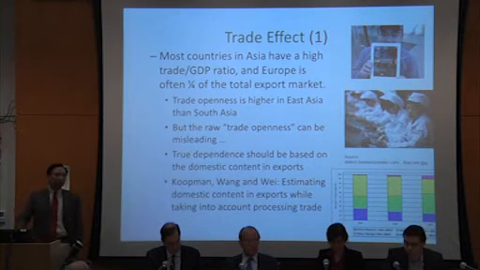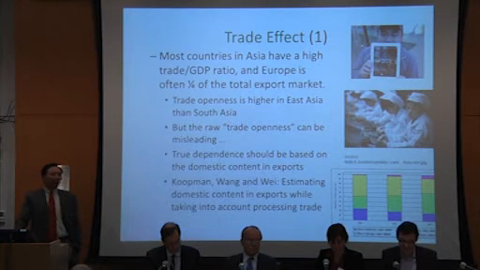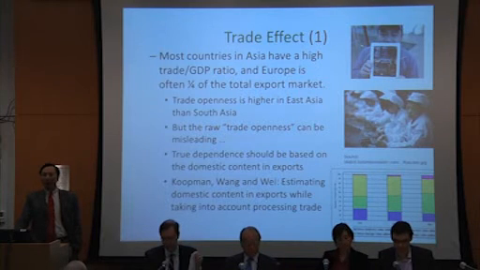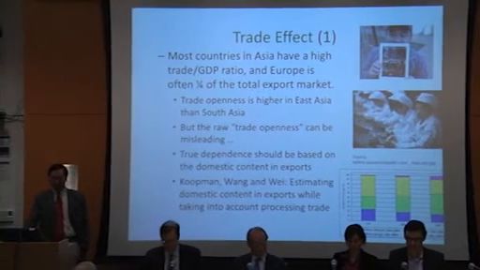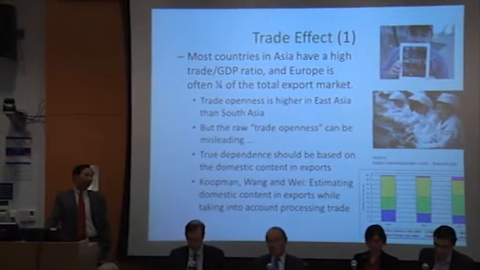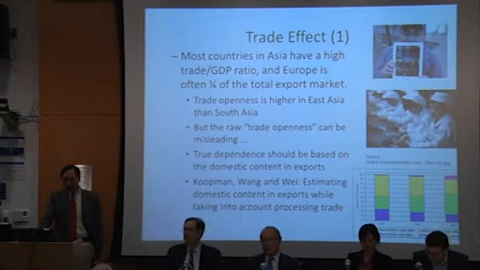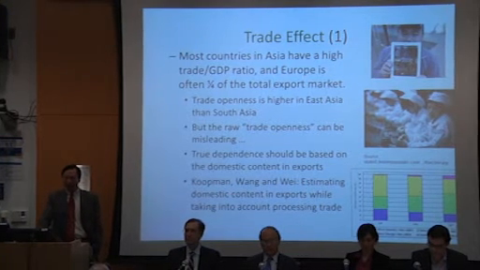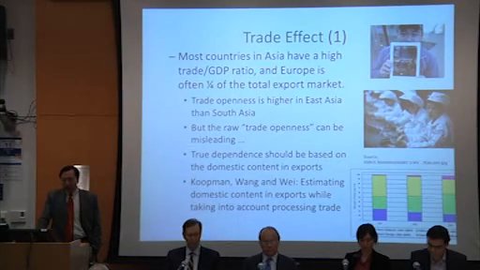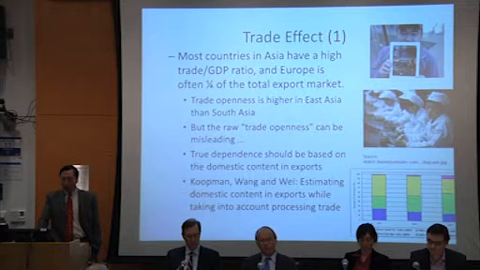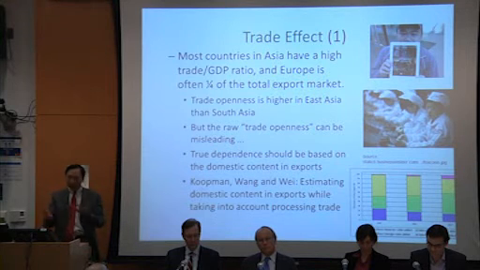One thing we often comment on, in the Asian example, is the fact that most Asian countries have very, very high export to GDP ratios. For example, the Chinese trade to GDP ratio is 30-some percent. For a large economy, that's very, very high, in contrast with the United States, which is 10% or less. Trade openness is higher for East Asia than for South Asia, so there's some differentiation within the region.